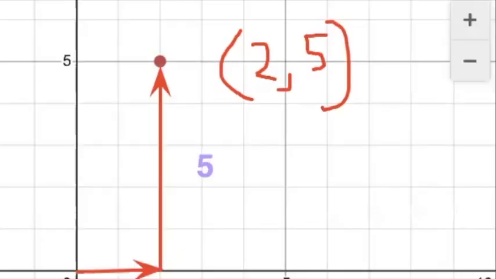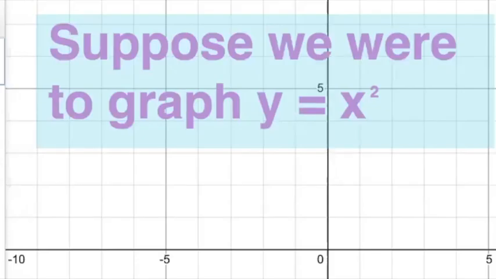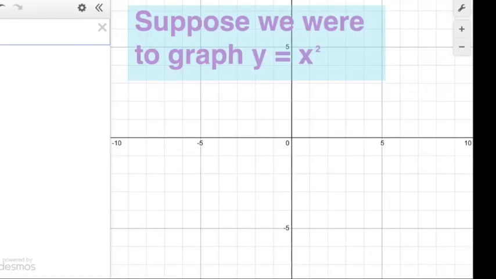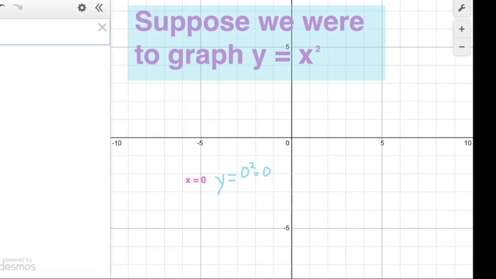How do we use this to represent functions? For each x in the domain of f of x, we put a point where the y coordinate is given by plugging x into f of x. So suppose we were to try to graph y equals x squared. There are infinitely many points. We're not going to graph all of them. Instead, we'll take some values, plug them in, and see what we get. So when x is equal to 0, y will be equal to 0 squared, which is 0. So there would be a point at 0, 0.